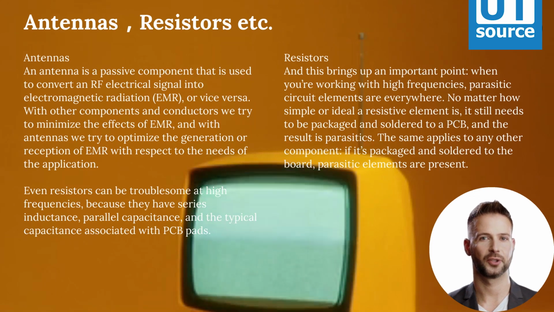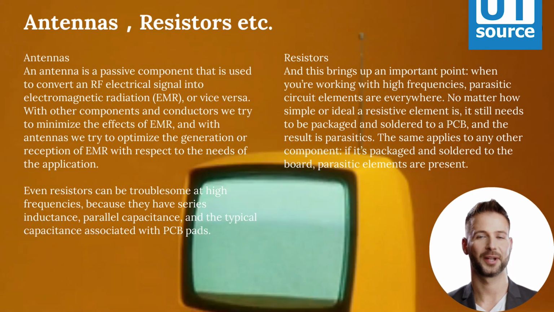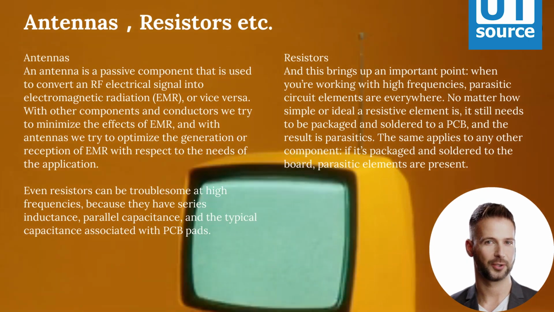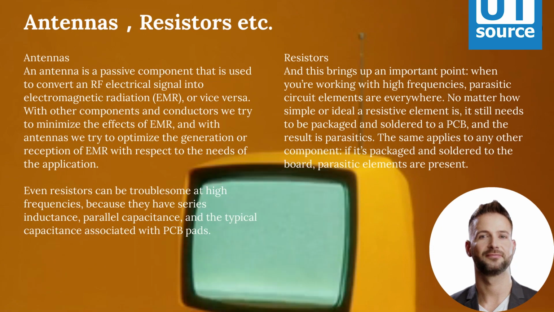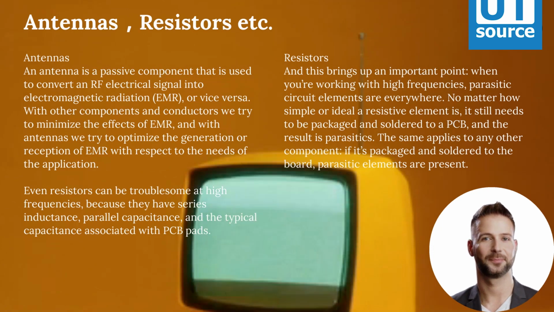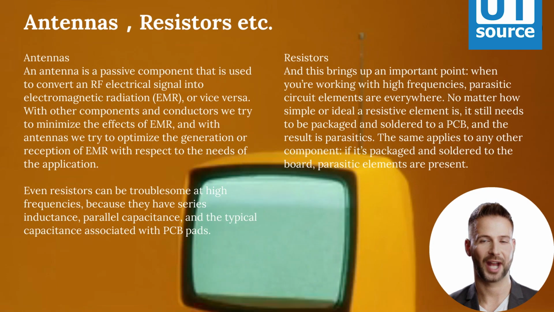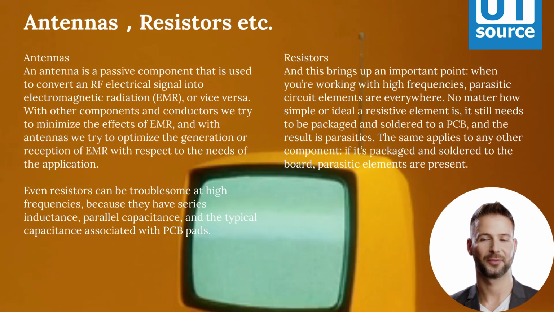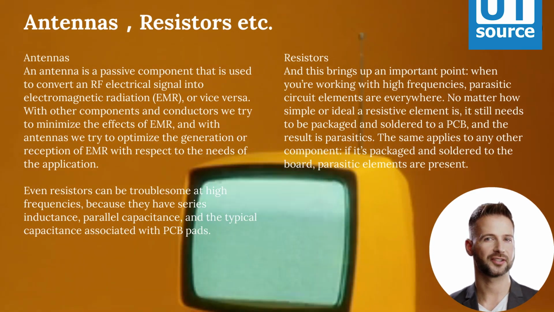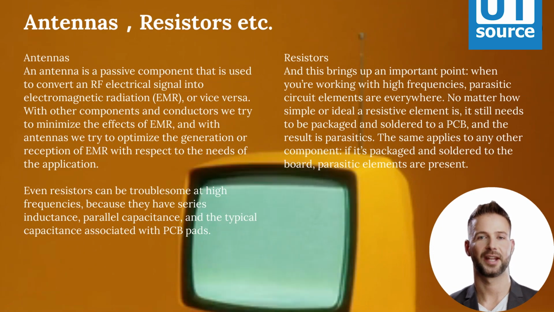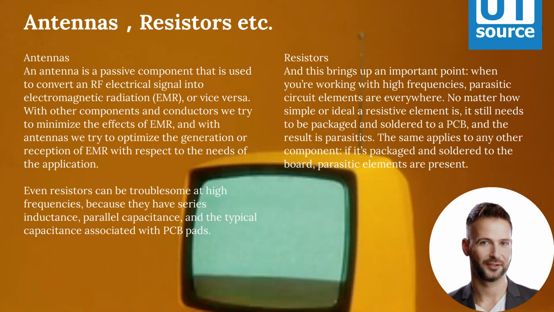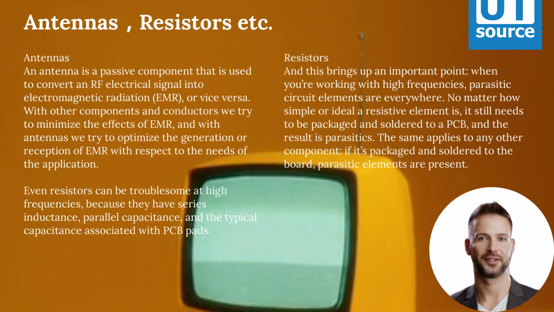Even resistors can be troublesome at high frequencies because they have series inductance, parallel capacitance, and the typical capacitance associated with PCB pads. And this brings up an important point. When you're working with high frequencies, parasitic circuit elements are everywhere. No matter how simple or ideal a resistive element is, it still needs to be packaged and soldered to a PCB, and the result is parasitics. The same applies to any other component. If it's packaged and soldered to the board, parasitic elements are present.